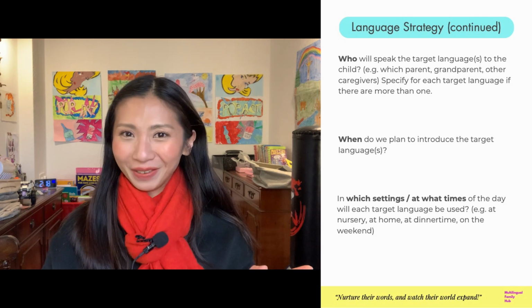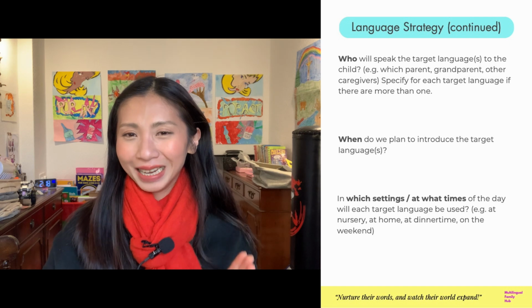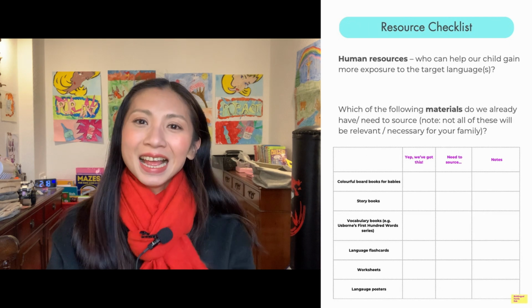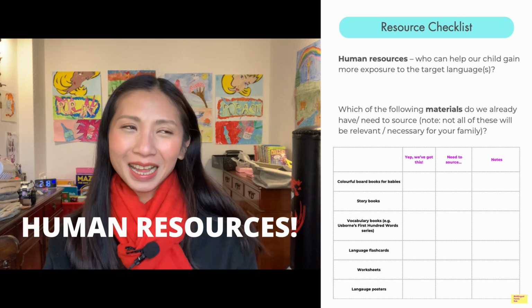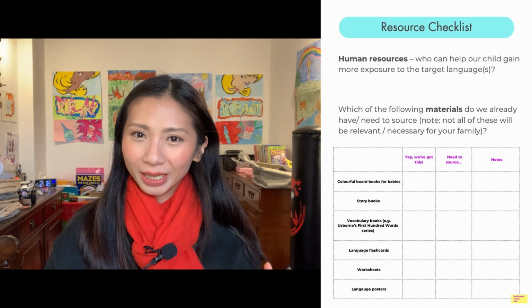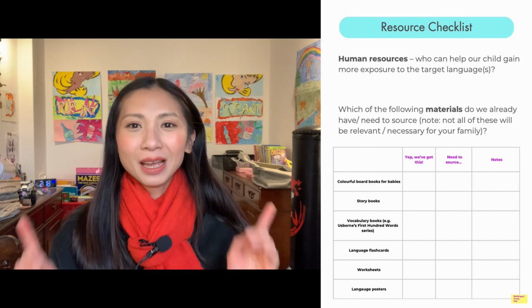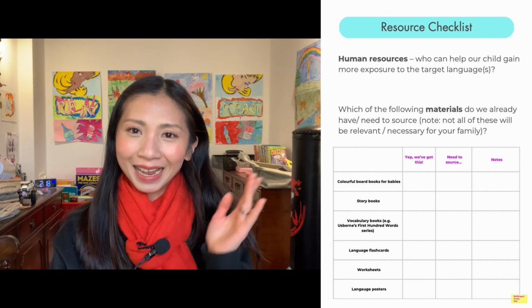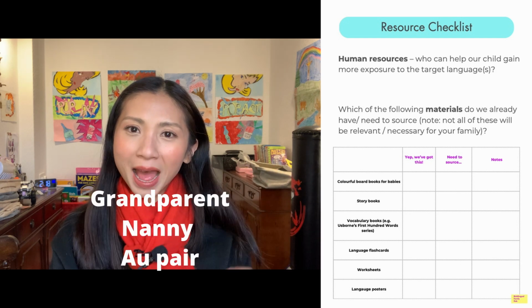Feel free to pause the video if you need a bit more time to complete this section. Okay, now we are moving on to the resource checklist section on page 7. First up, human resources. Who can help your child gain more exposure to the target language or languages? Write it down. For example, this can be a grandparent, a nanny, or an au pair.